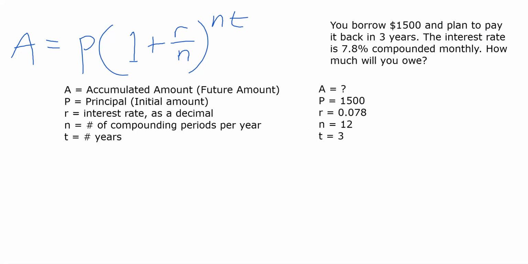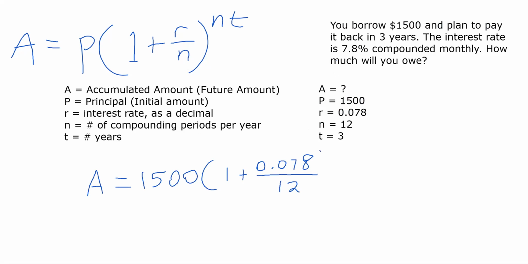So since we don't know A in the formula, I'm just going to write A. And then I can plug in the numbers. A equals 1,500 times open parentheses 1 plus R, which is 0.078, over N, which is 12. We're raising it to the power of N times T, so 12 times 3.